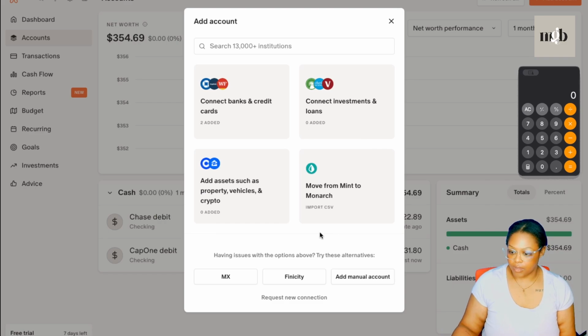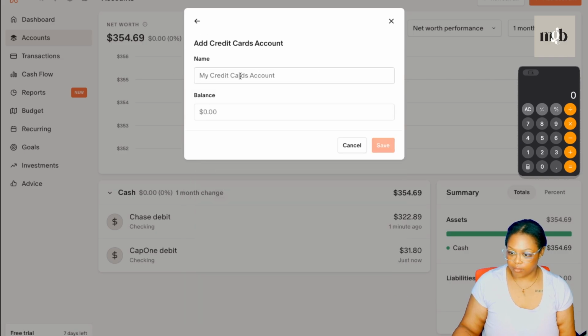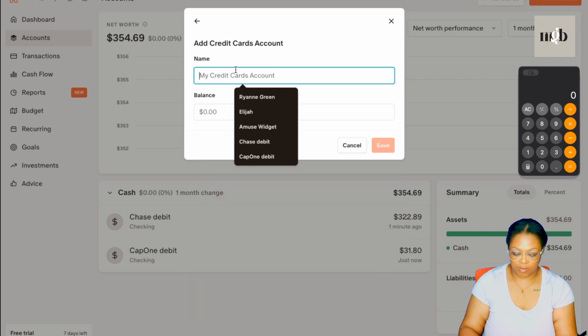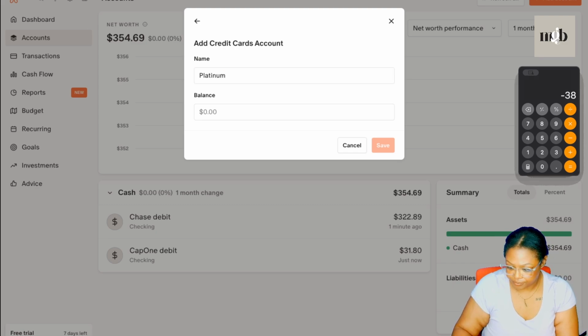Okay, cute. So I want to add a credit card account now. I have to get the calculator on the screen. All right, calc, credit card. This is going to be my platinum. A little bit of math, a little reverse engineering here.